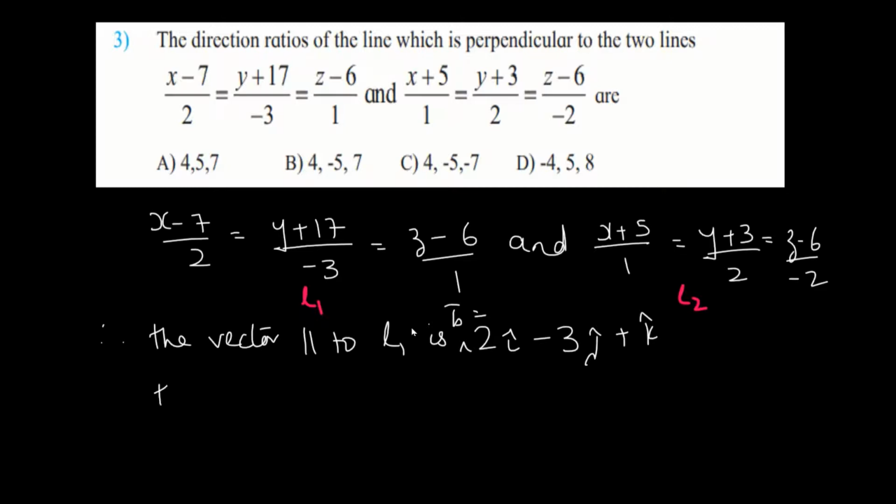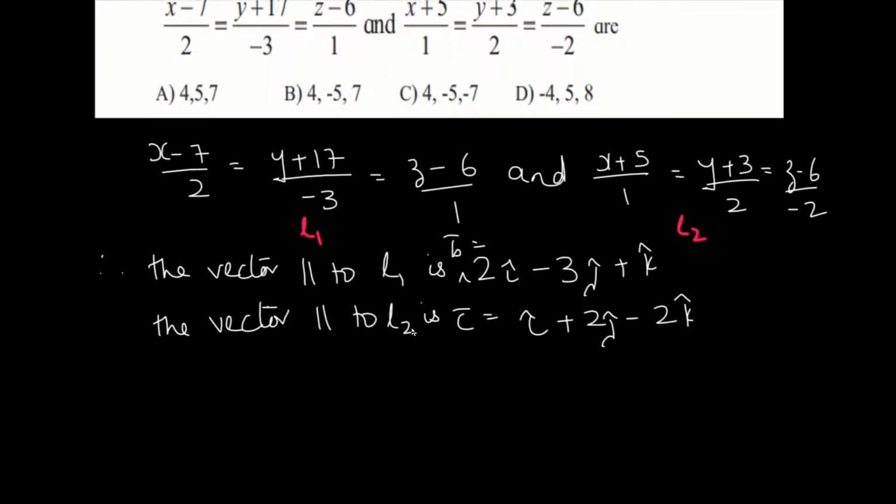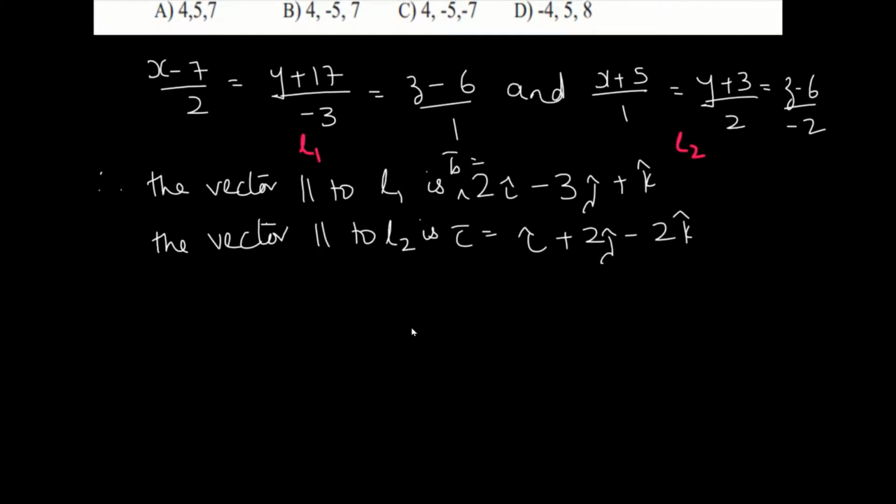And similarly, the vector parallel to line 2, let us call it c bar, is equal to, in this case again the denominators are 1, 2 and minus 2. So we get i plus 2j minus 2k. Now the required line, that is not the given line but the required line, is perpendicular to both the lines, to L1 and L2.